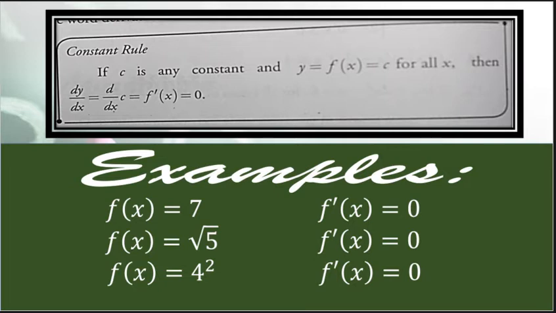It says here that if c is any constant and y is equal to f of x, which is equal to c, for all x, then dy over dx, or the derivative of that constant, is equal to 0. Take note that the derivative of a constant is equal to 0.